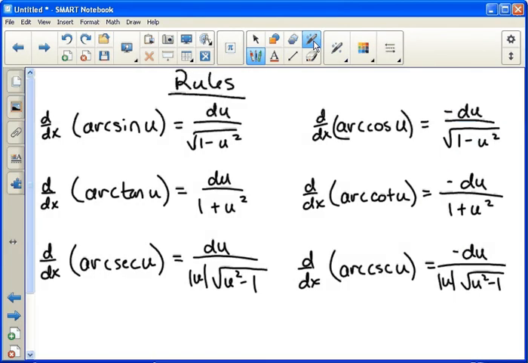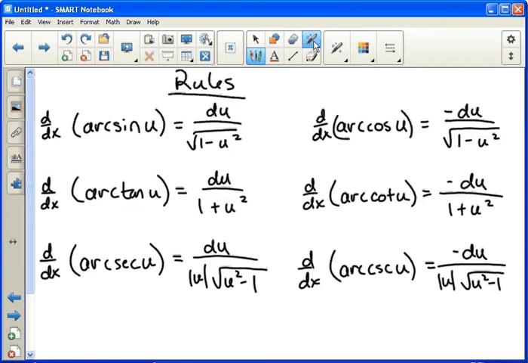Tangent and cotangent have the same rule, except that cotangent's negative. Secant and cosecant have the same rule, except cosecant's negative. So I would encourage you to write these somewhere if you haven't already, and to begin memorizing the rules. They're all fairly similar. du or u prime is actually the way our book writes it, but it's the same thing, is always on top. You notice there's always a u squared on the bottom.